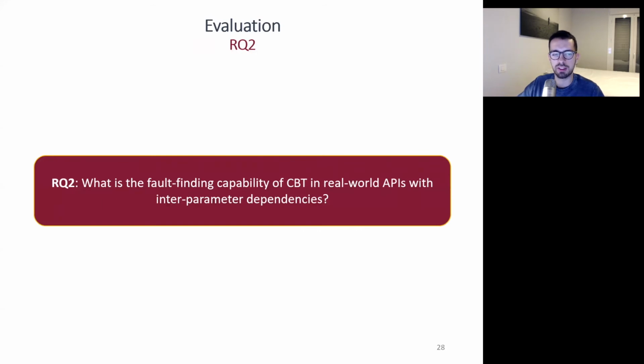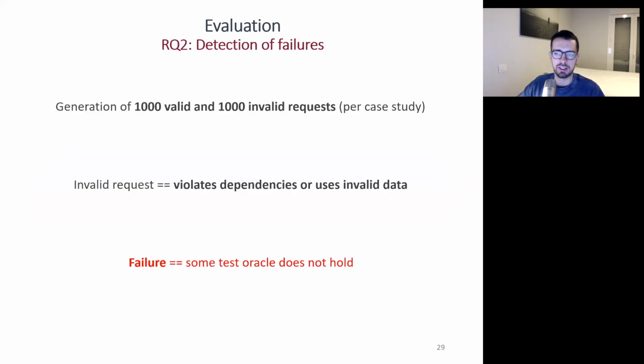Okay, time to answer the second research question. Can we actually find bugs? Can we actually find failures in these APIs by using this novel constraint-based testing approach? Again, these are the settings of the experiments. We generated 1,000 valid and 1,000 invalid requests per case study.